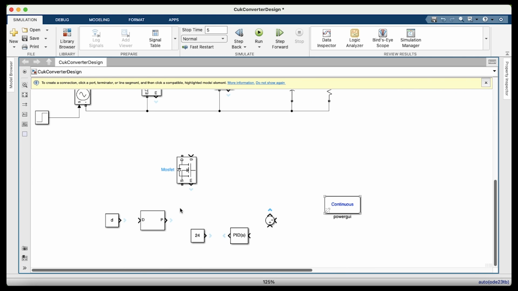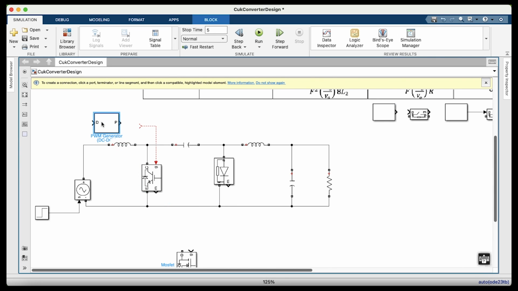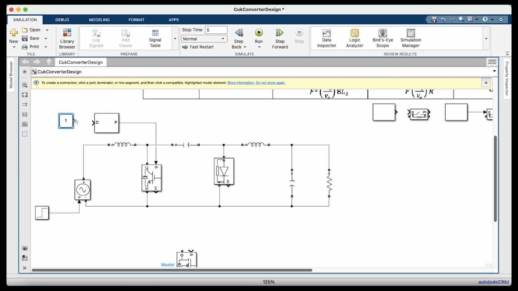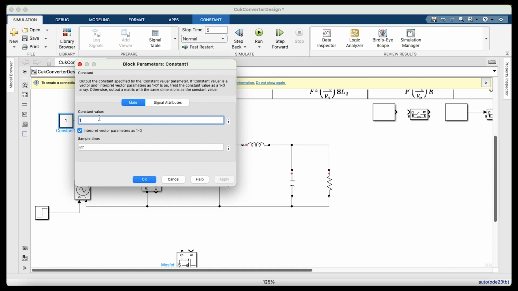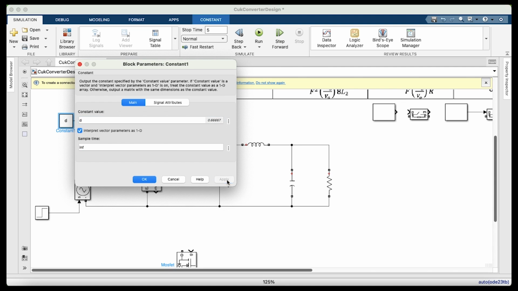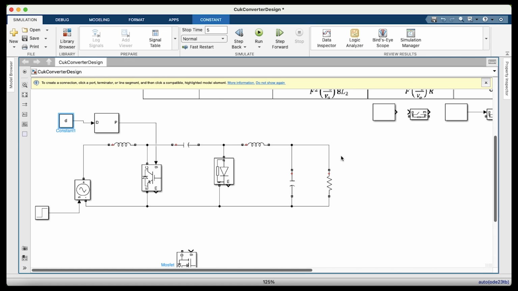Then choose the switching frequency for the gate. For PWM generation, I choose a PWM generator. Connect the components to the PWM generator and the duty cycle. We have designed the duty cycle, so take a constant block. We already calculated the value of D, so just mention D here. It will take the value from the workspace. Then apply OK.